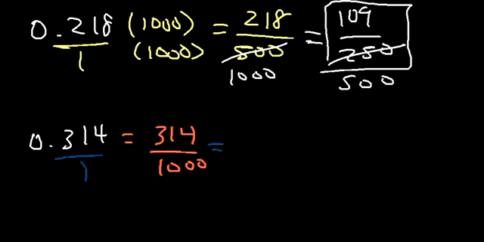Alright, let's work on this one. Half of 314 is 157 over 500. And we can't really reduce 157, so we'll have to stop there.